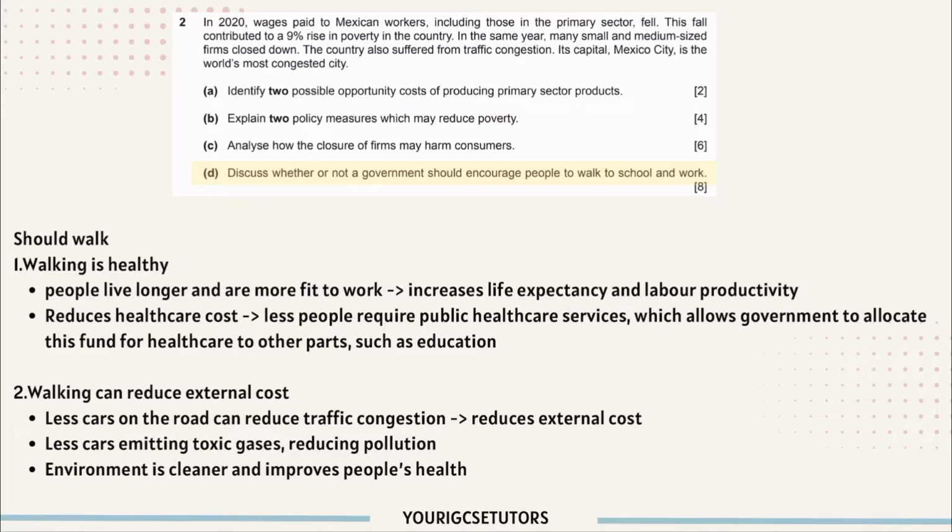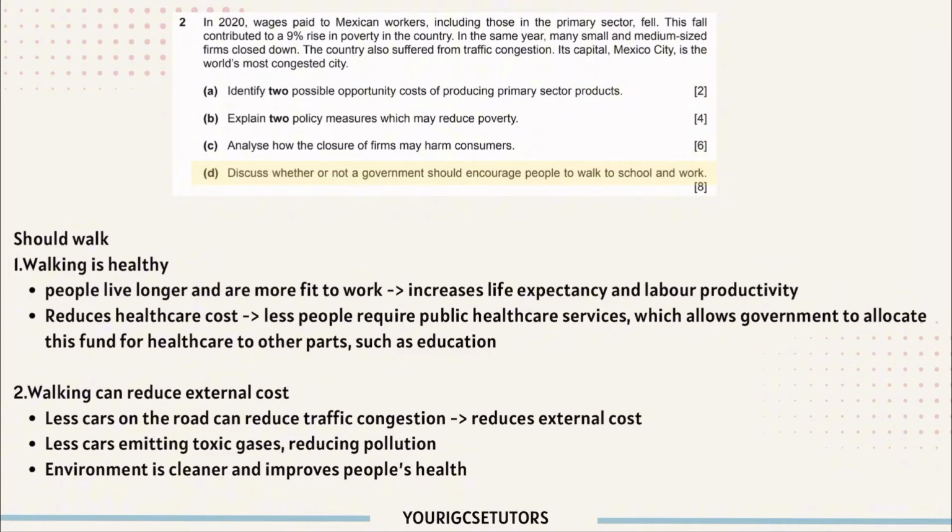So the first point is walking is healthy, as people live longer and are more fit to work. This increases life expectancy and labor productivity. And when people are healthier, this reduces healthcare costs, as people require less public healthcare services, which allows the government to allocate this fund for healthcare to other parts of the economy, for example, education or national defense and many more.